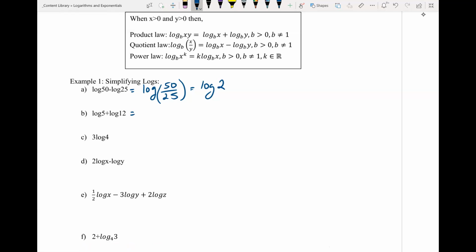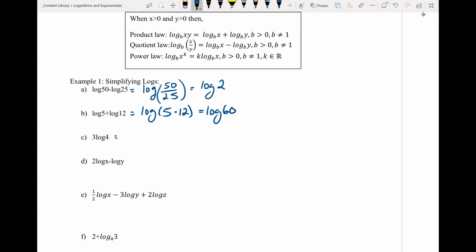Now for the next one, we're going to use our product law here because we have a plus in between the two logarithms. And we're going to combine it through multiplication. So this is log 5 times 12. And then we'll simplify the 5 times 12, which is 60. So then log 5 plus log 12 is the same thing as saying log 60.